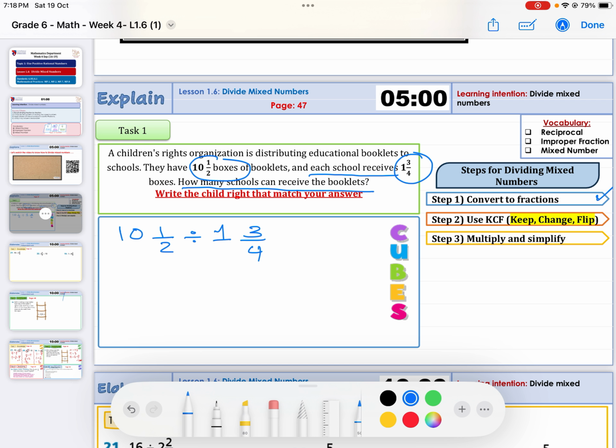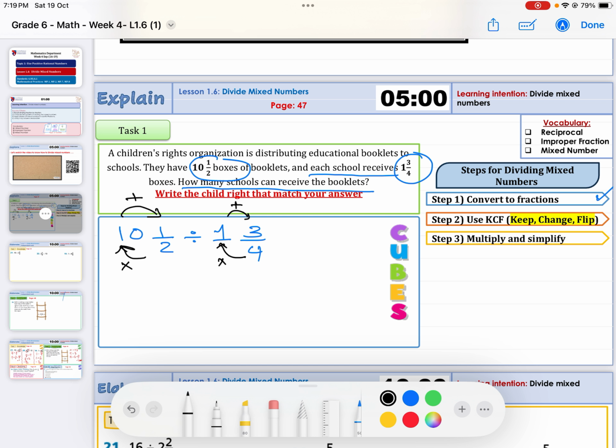Now let's apply the first step. Whenever you see a mixed number, please make sure you change it into a fraction. Convert the mixed number into an improper fraction. How do we do this? We multiply and add. So remember these two easy steps: multiply and add. We only do this if we see a mixed number.